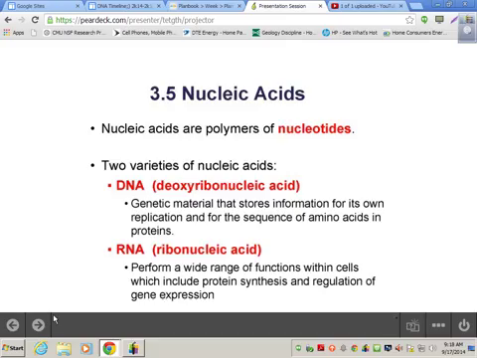Finally, my favorite group, the nucleic acids. I love my DNA. Who doesn't? Makes all my proteins. Kind of. So nucleic acids are polymers of nucleotides. There's two varieties of these nucleotides, DNA and RNA. There's actually three. We'll talk about the other one later. But DNA we know is deoxyribonucleic acid, named after its sugar. Genetic material that stores information for its own replication and for the sequencing of amino acids and proteins.